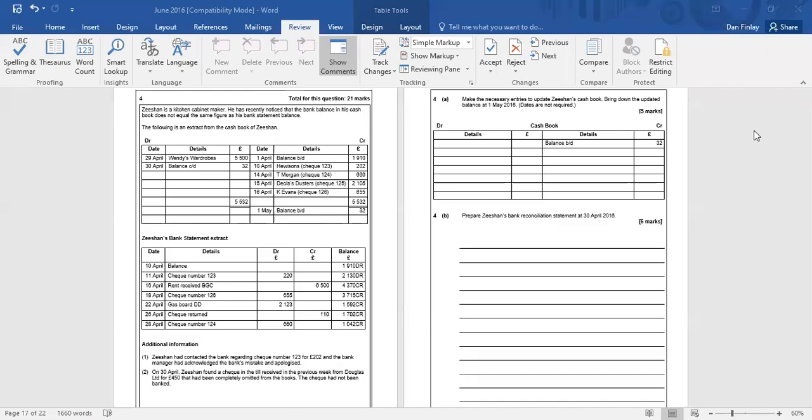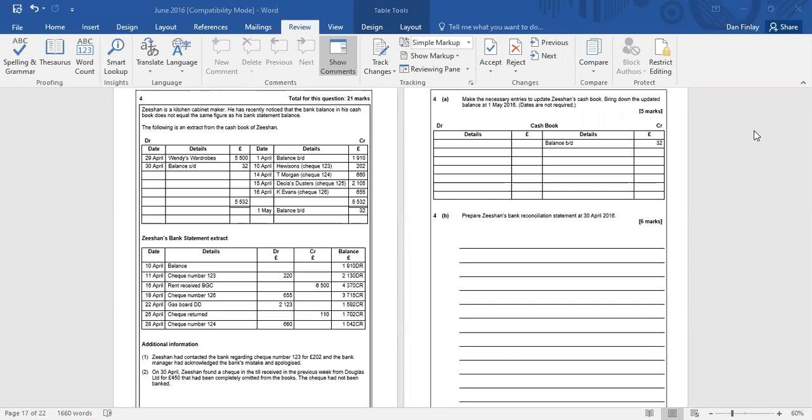Okay, so we're going to revise some bank reconciliation statements. So remember, the idea of this is, at the end of the month, when we get our bank statement, we're going to check our balance on our cash book against the bank statement. This will help us check for errors and silly mistakes. Now, the balances might not be equal, and this could be for a number of reasons.